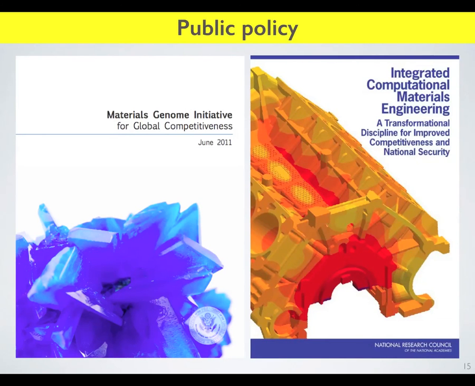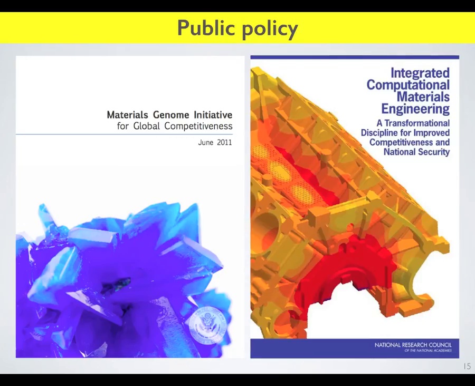Okay, so just a few slides on each of these three stakeholders of public policy, industry, and academia. If you're interested, you can go and take a look at the Materials Genome Initiative, which is a White House publication that came out in June 2011. It's a pretty thin little booklet, but it's interesting, and it outlines the Obama administration's vision for computational materials science and engineering as part of the materials discovery and development endeavor for the new century. In tandem to that, there is a National Research Council publication on integrated computational materials engineering.